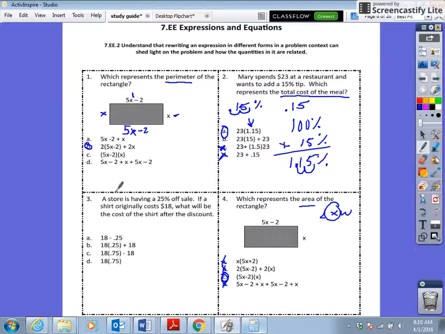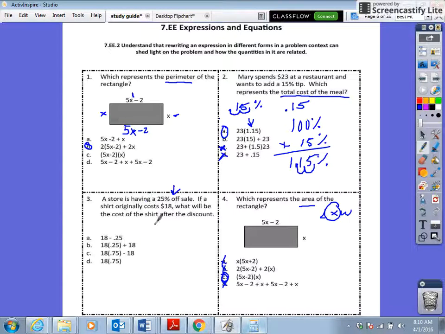We're going to come over here. A store is having a 25% off sale. Off meaning it's going to cost less. If a shirt originally cost $18, what will be the cost of the shirt after the discount? And if you'll notice, none of these problems actually asks for the answer. It wants you to rewrite your expressions.